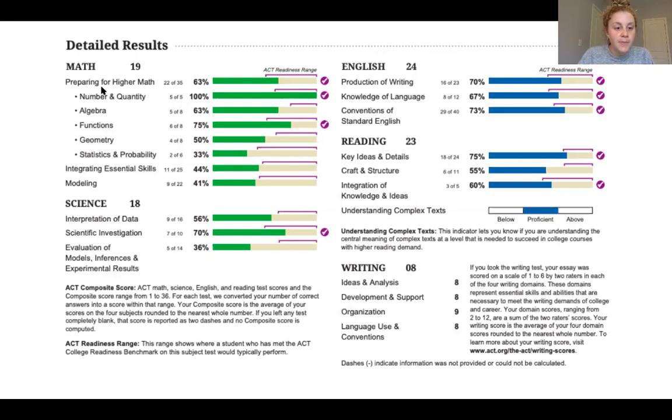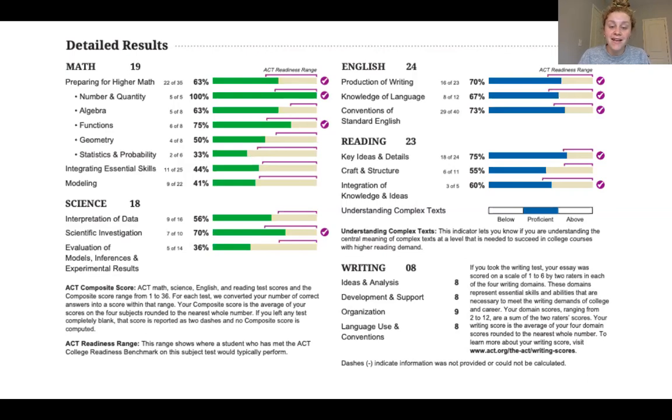We see that under preparing for higher math, in the subcategory of number and quantity, this student got 5 out of 5 correct. So they got 100% of those types of math questions correct, which is great. If we skip a few more down to the statistics and probability subsection, we see that this student got 2 out of 6 correct. So about 33%, falling just shy of that college readiness benchmark according to ACT.